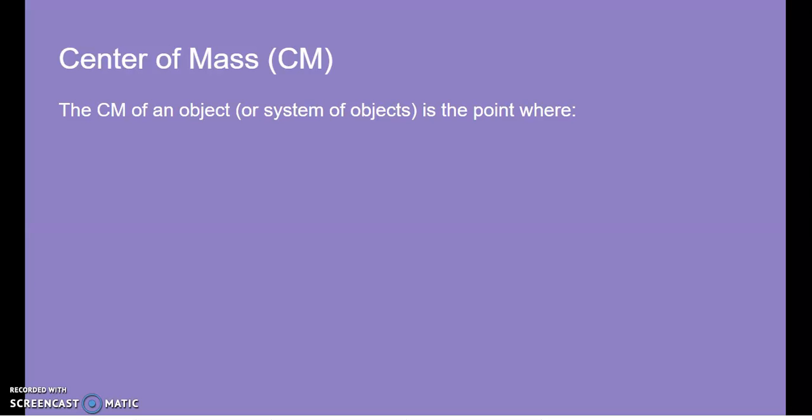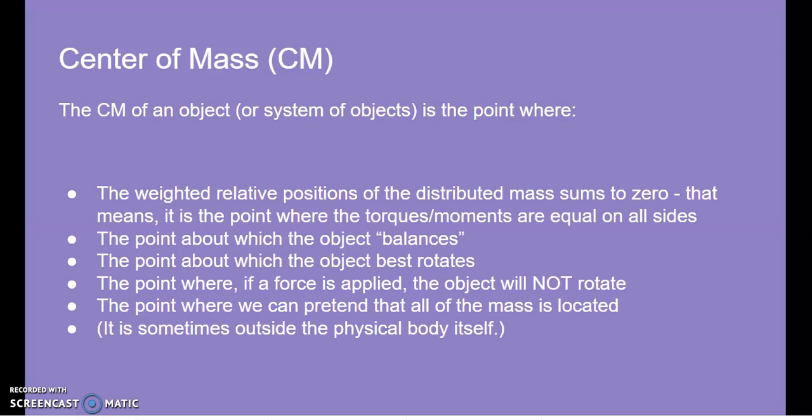The center of mass of an object or system of objects is the point where all of these conditions are met. The weighted relative positions of the distributed mass sum to 0, which means that the torques and moments are balanced or equal on all sides. It's the point about which the object best balances and best rotates. It's the point where if you apply a force to it, the object will not rotate. It may move, but the object won't rotate. And it's the point where we can pretend all of the mass of the object itself is located.